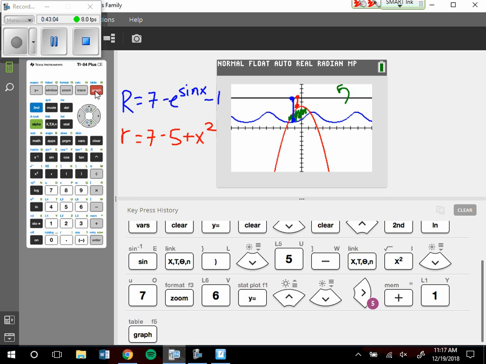So it's going to be pi times the integral of 7 minus e to the sine x plus 1, squared. Oh, it's minus 1. Minus e to the sine x minus 1, squared, minus 7 minus 5 plus x squared, squared. What am I missing?